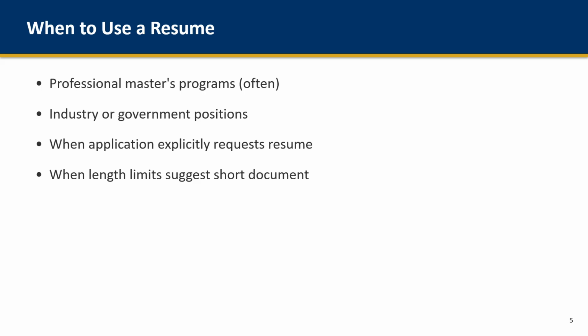When an application explicitly requests a resume, provide one. Just as you shouldn't substitute a resume when CV is requested, don't submit a CV when resume is specified. When application materials include page limits or length guidelines suggesting a short document, they probably want a resume. A two-page limit strongly suggests resume format since academic CVs routinely exceed 2 pages. The general pattern: academic and research contexts expect CVs, professional and industry contexts expect resumes. Master's programs vary based on their orientation toward academic or professional outcomes.